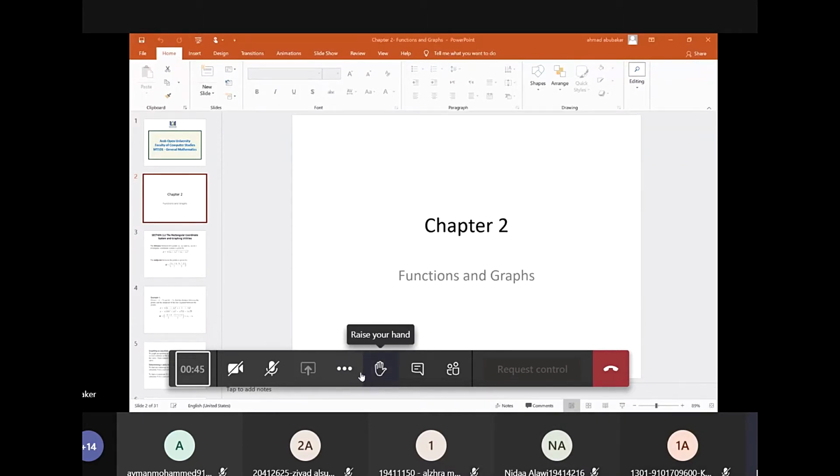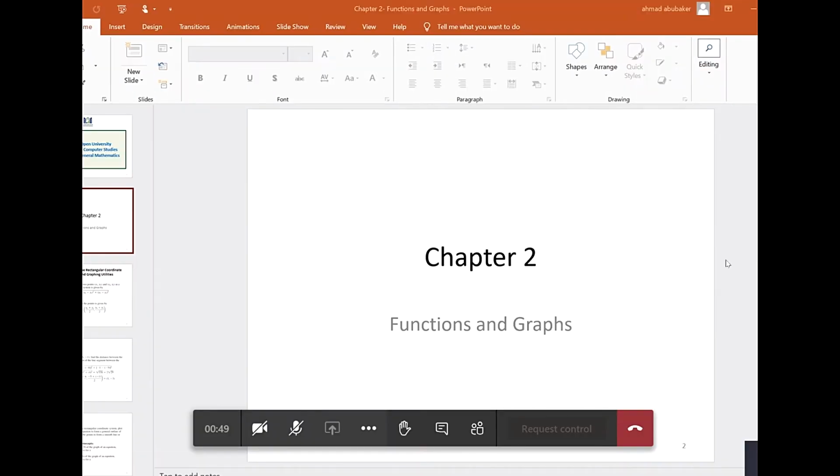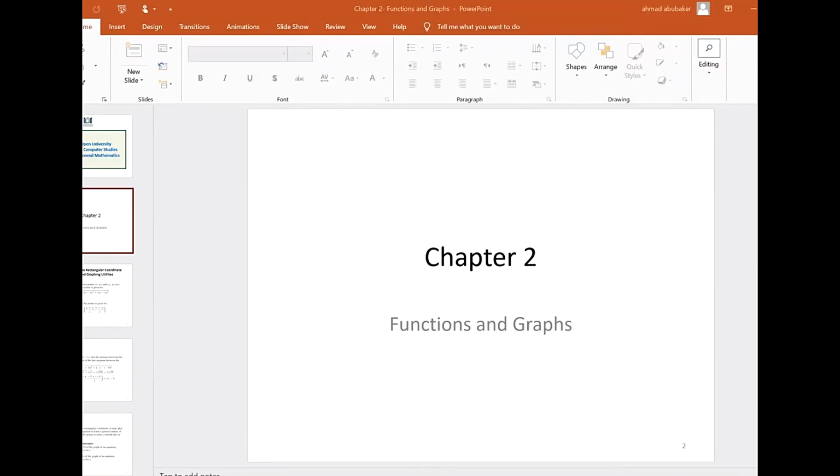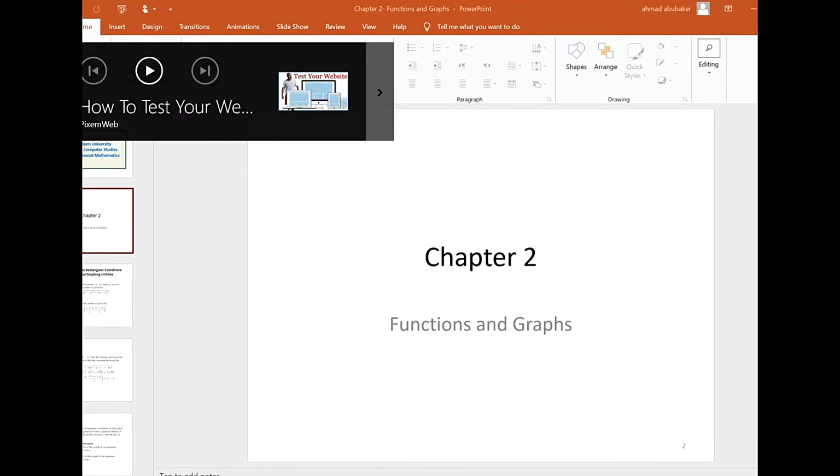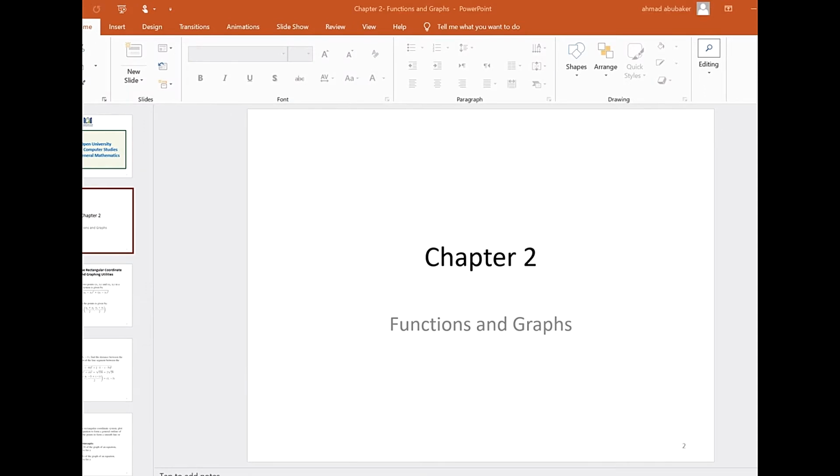Inshallah, in this lecture we will start with the function and the graph. In this chapter we compute some properties for the lines and the functions, how to graph a function, the intersection between two lines, and other subjects.